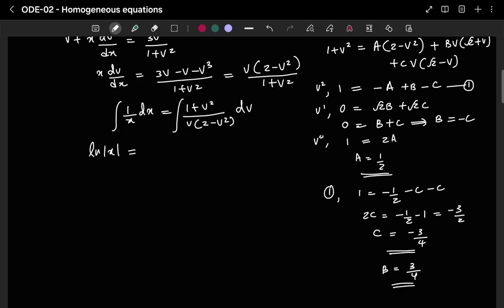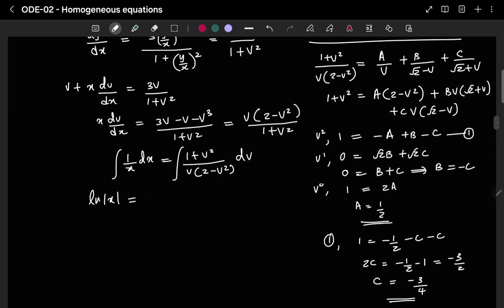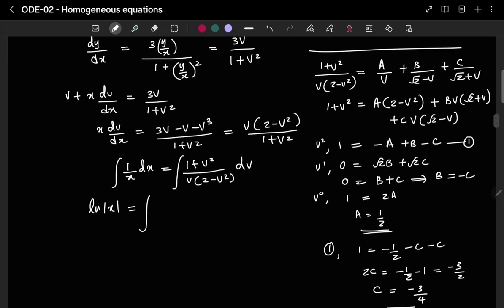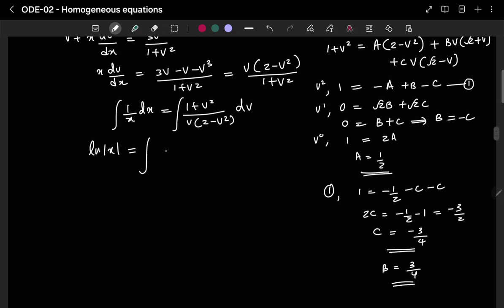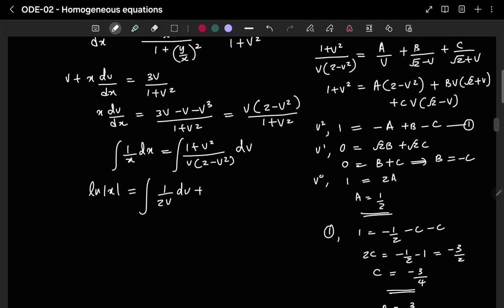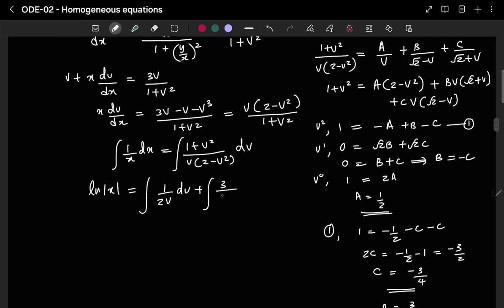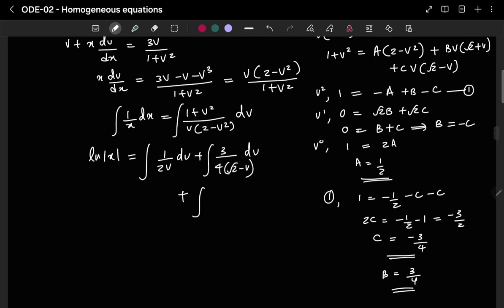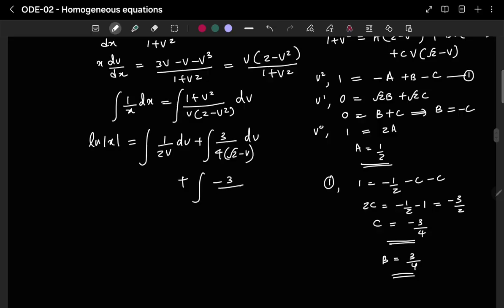So by substituting here, we get the integral as the integral of a over v dv. We found a is half, so a over v dv, plus b we found 3 over 4, so integral 3 over 4 root 2 minus v dv, plus c we found as minus 3 over 4, so minus 3 over 4 root 2 plus v dv.